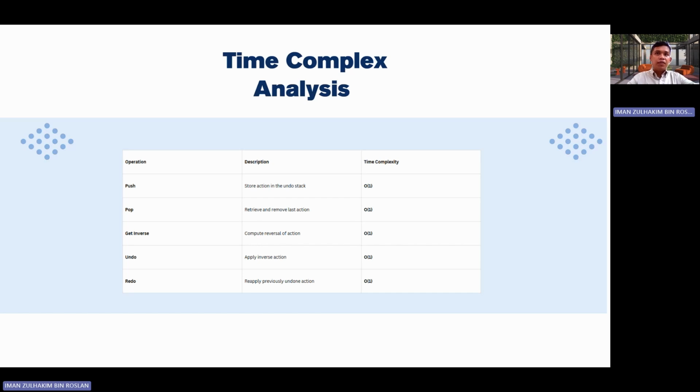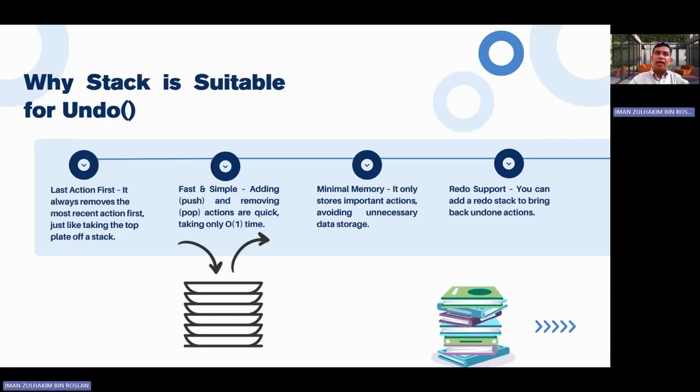Undo, which applies the inverse action, is O(1) time complexity, and redo, which reapplies the previously undone action, is O(1). This consistency of efficiency is why it is preferred in real-time environments like code editors, graphic tools, and text processing. Okay, next, I will explain why that is very suitable for undo.